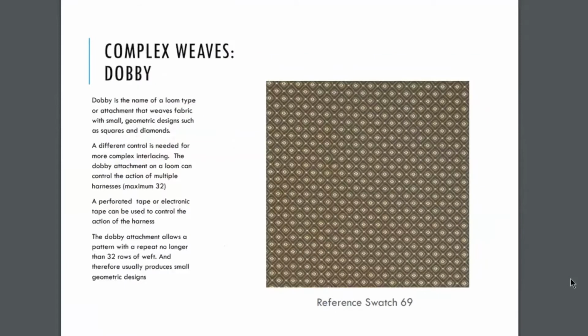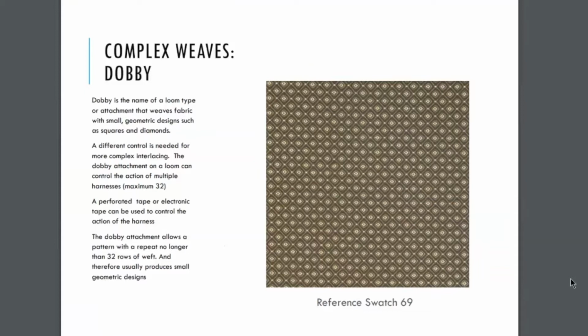So the next weaves we're going to look at are called Dobby weaves. So today we're going to look at weaves that are created on a Dobby loom and a jacquard loom. So the Dobby is the name of a loom type or attachment that weaves small geometric designs such as squares and diamonds. So here's the difference between a Dobby and a jacquard loom.